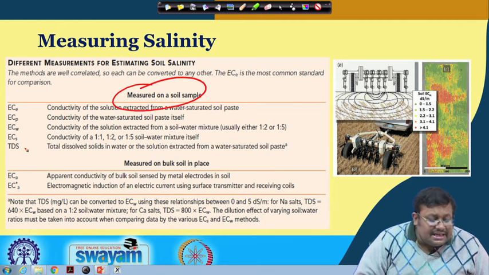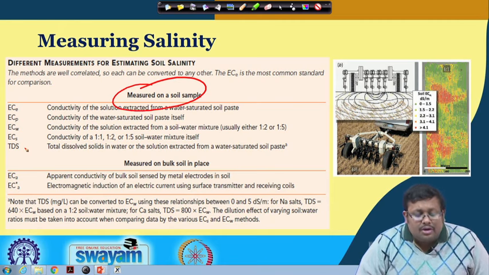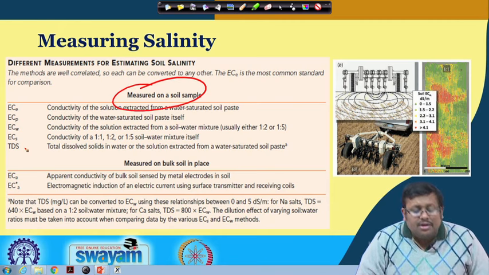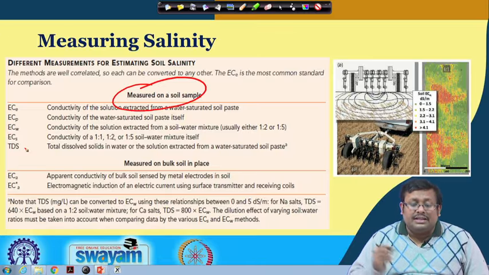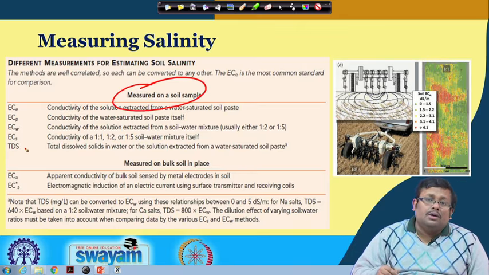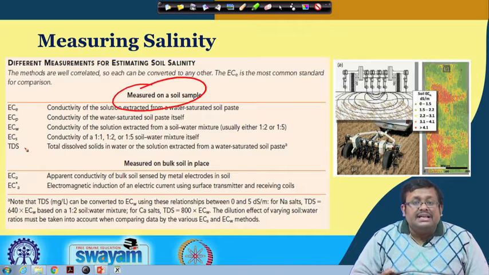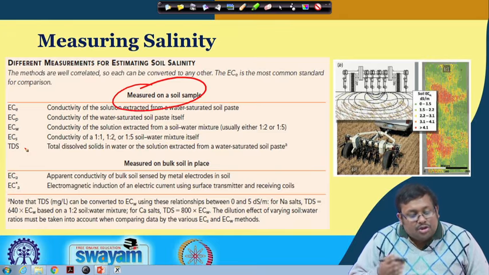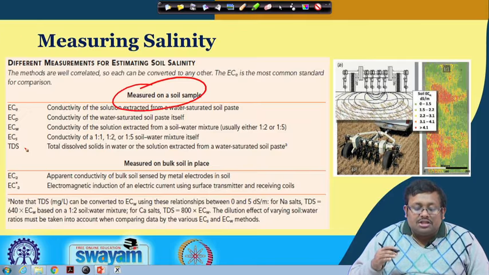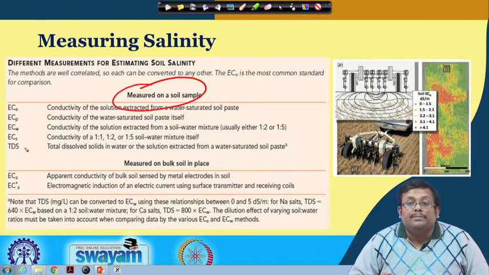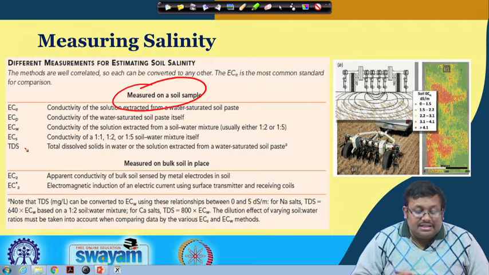ECs is basically the conductivity of a 1:1, 1:2 or 1:5 soil water mixture itself. So, when there is a mixture itself, we dip the electrode of the EC meter and then it will give us the ECs reading. Finally, TDS is total dissolved solids, in water or in the solution extracted from the water saturated soil paste. So, it measures this salinity.